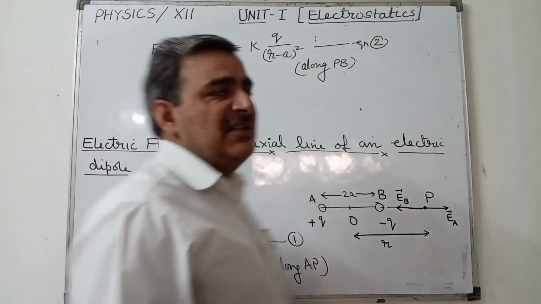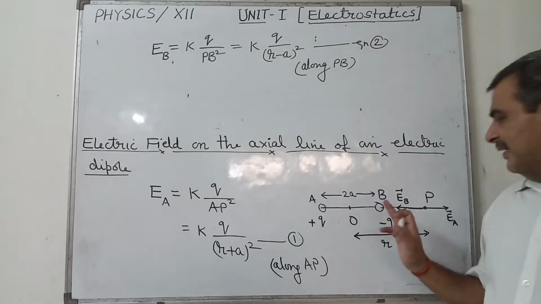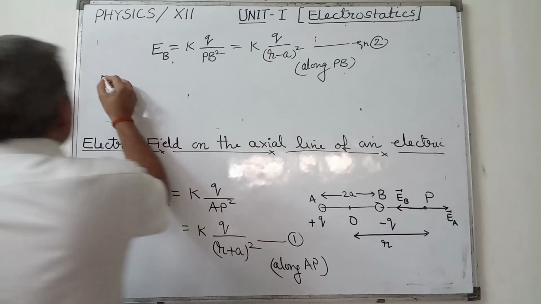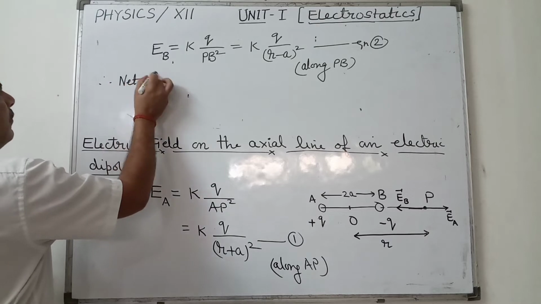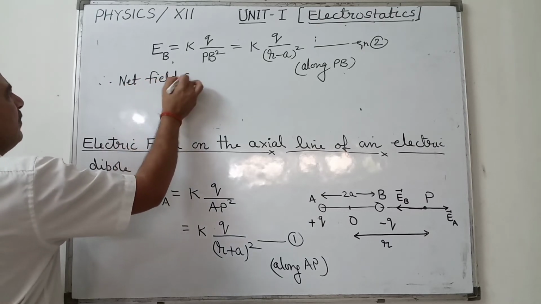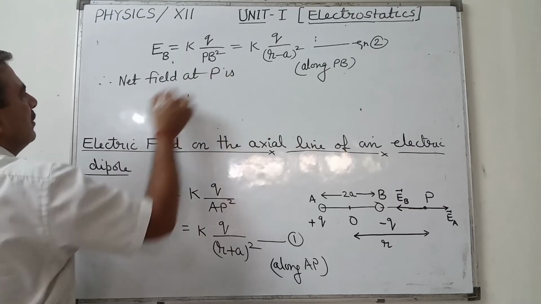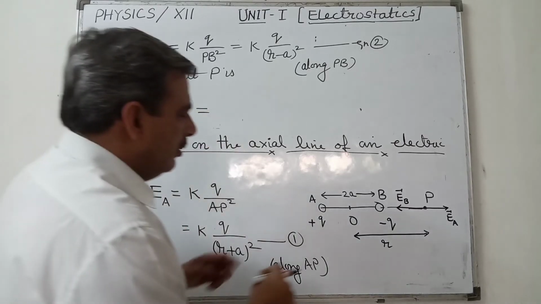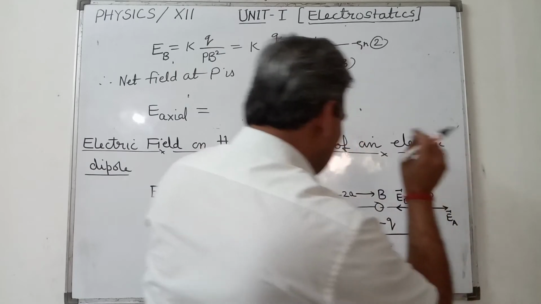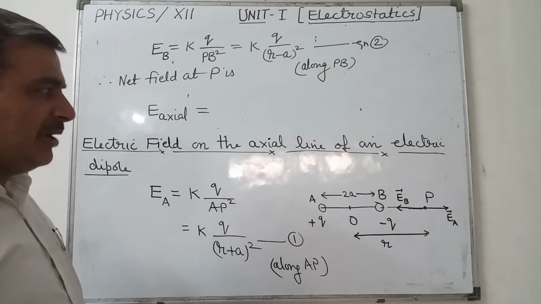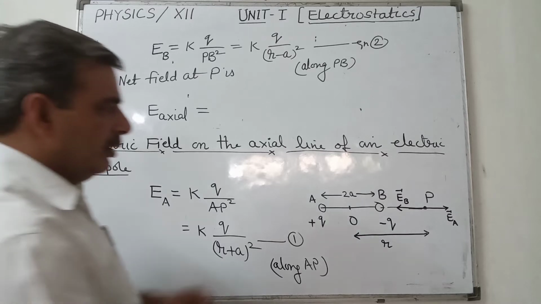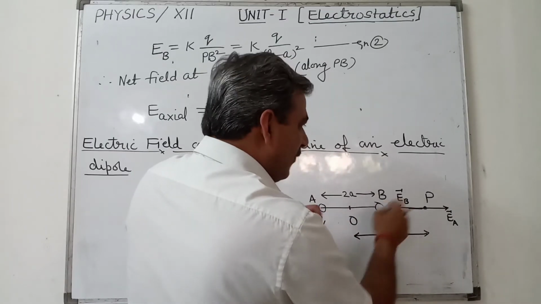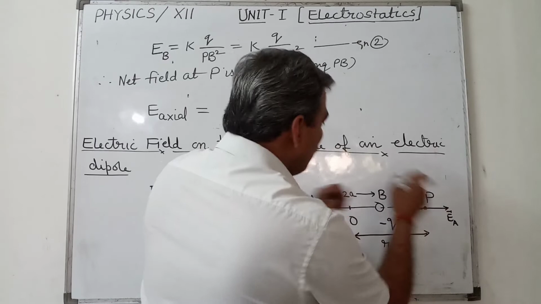But my dear, electric field is a vector quantity. So you need here the net field due to the system of charges, due to this whole dipole. Therefore, the net field at P is E axial equals EB minus EA. Why EB minus EA or EA minus EB? What you can write? EB minus EA. Why? EB is stronger than EA. Why? Because this point is quite near to point P. So EB minus EA.